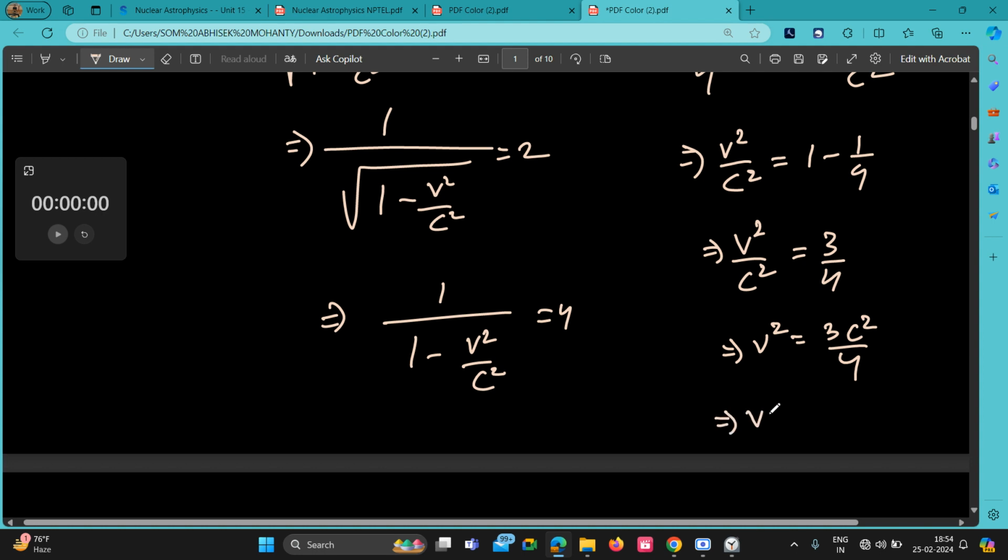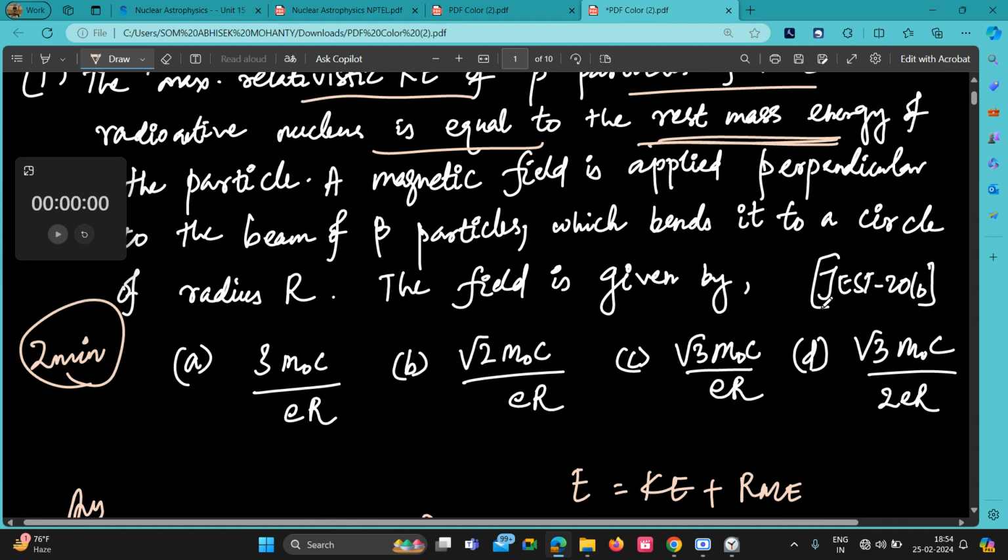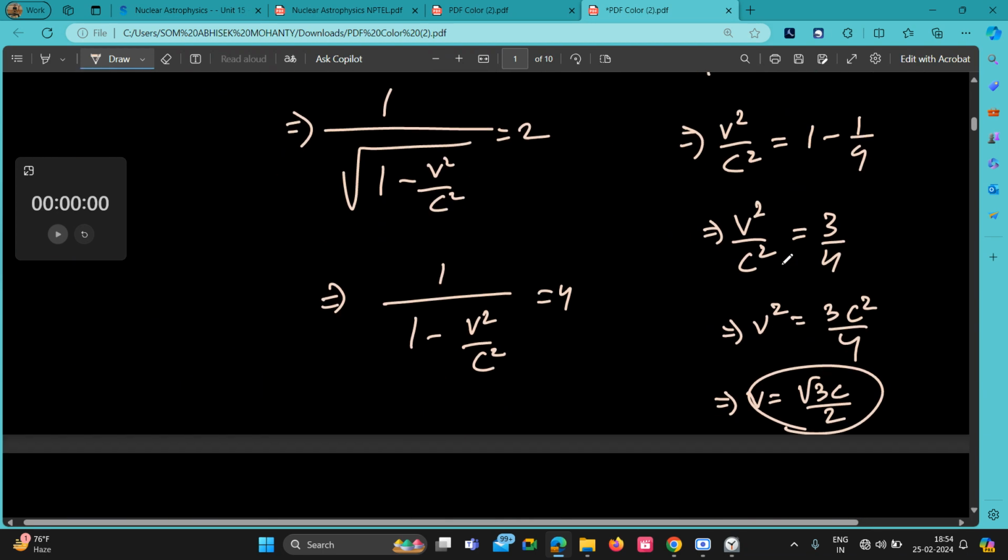So v is equal to root 3 c by 2. Okay, so this is the velocity. So what is the question now? The question is, the magnetic field is bending the beta particles into a circle of radius r. We know what the formula for it is.